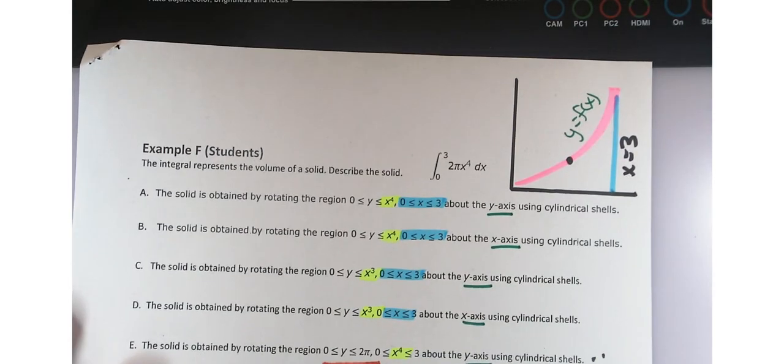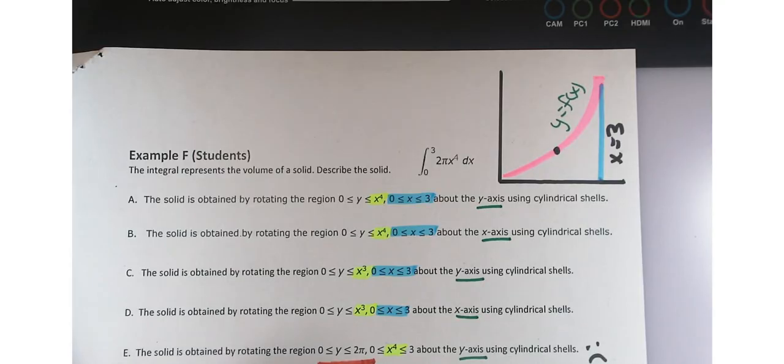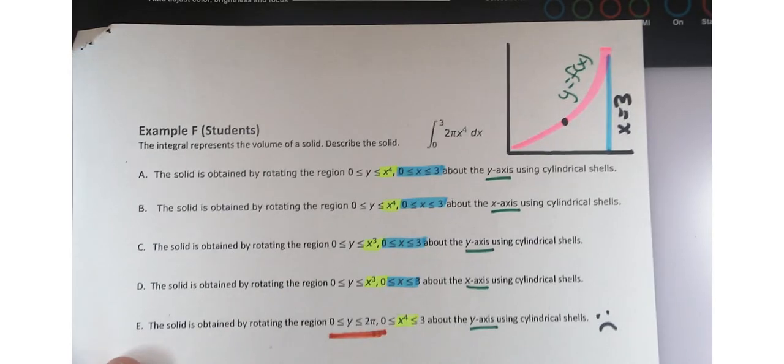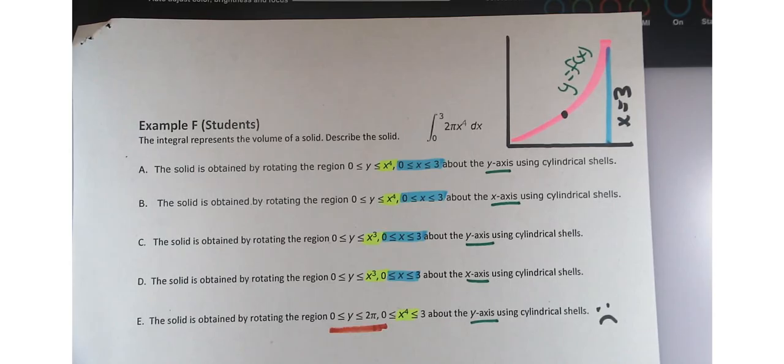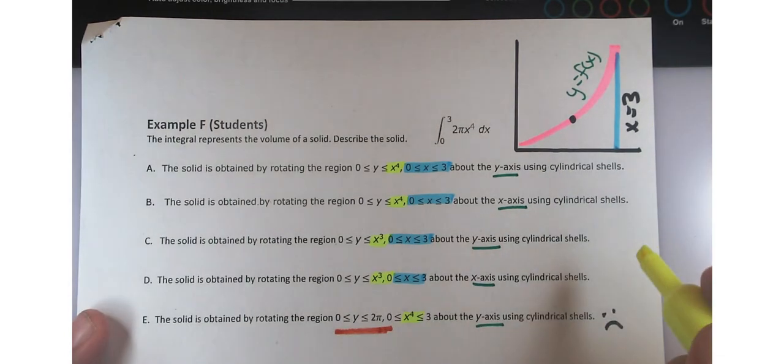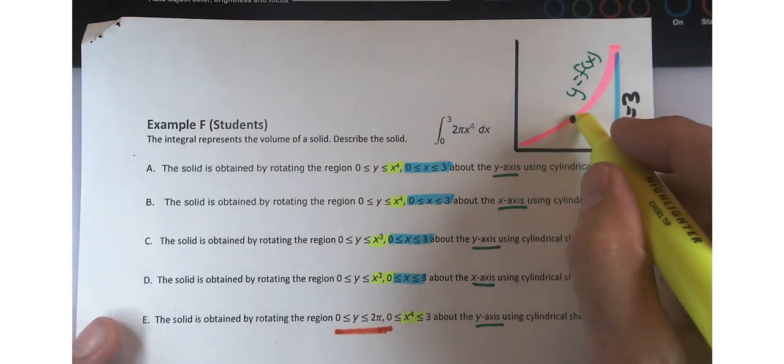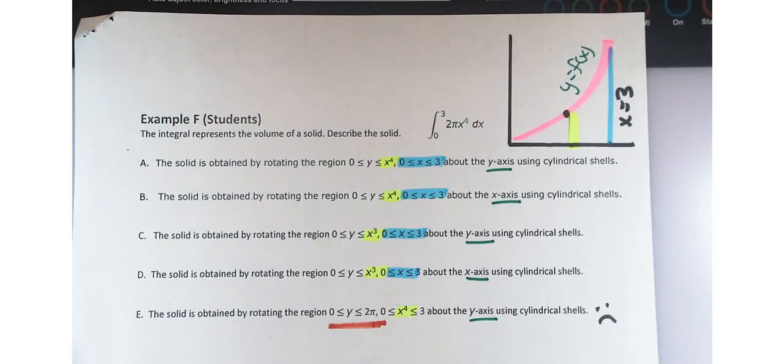then let's see. Rotating around the y-axis would result in what kind of a slice here? What kind of a slice are we going to take if we're rotating around the y-axis? Yeah, you'd be taking a dx slice. So that would give you a dx.